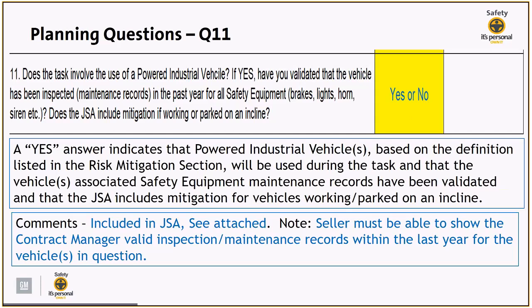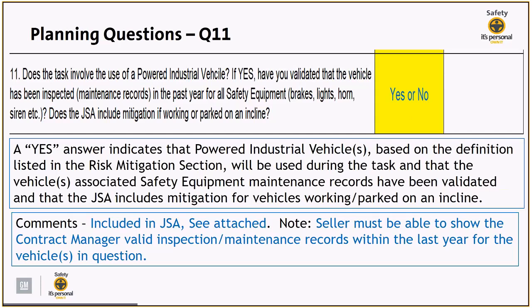Question 11. So question 11, as you recall, is a new question that we added in our pretest plan template 5.0. If you are not using 5.0, you will not see this question listed. So question 11 now says, does the task involve the use of a powered industrial vehicle? If yes, have you validated that the vehicle has been inspected, maintenance records in the past year for all safety equipment, such as brakes, lights, horns, sirens, etc.? And does the JSA include mitigation if working or parked on an incline?